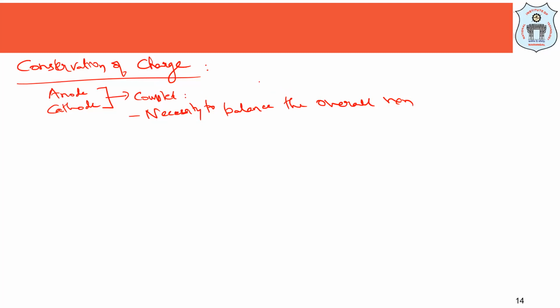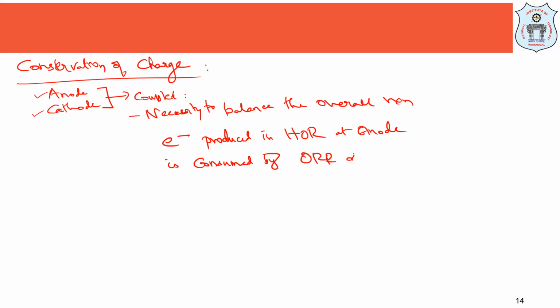Whatever the number of steps involved in the anode reaction, and whatever the number of steps involved in the cathode reaction, the overall reaction is always balanced. So when you say balanced, what does that mean? All the electrons produced in the hydrogen oxidation reaction at the anode are to be consumed by the ORR reaction at the cathode side, because these electrons will be passing through the external circuit.